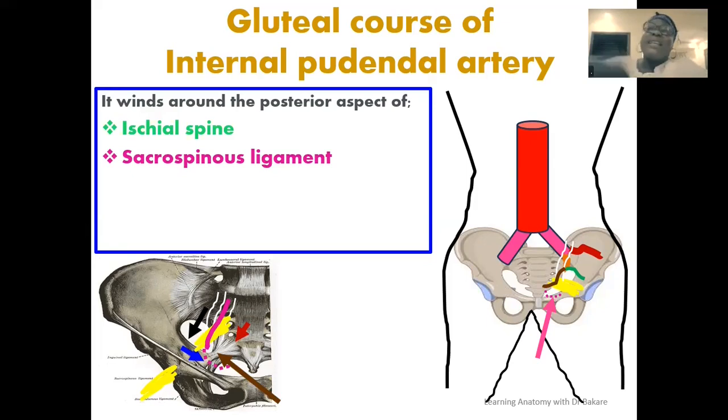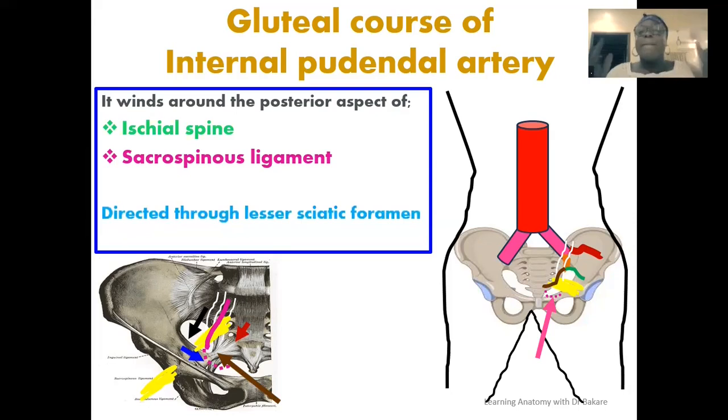And the aim of winding around the posterior aspect of these structures is for it to be redirected back into the lesser sciatic foramen. We also have a lesser sciatic foramen that is formed at this inferior end, as a result of transformation of the lesser sciatic notch into this lesser sciatic foramen by the sacrotuberous ligament. But this we have also highlighted in our previous lecture on the pelvic ligaments. So you have it winding around these two structures for it to access the lesser sciatic foramen, and it is through the lesser sciatic foramen that it is able to access the perineum.